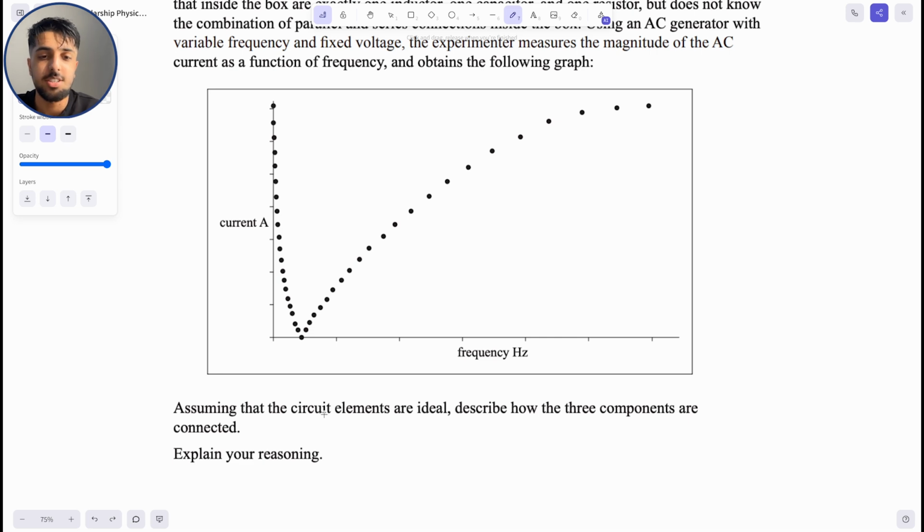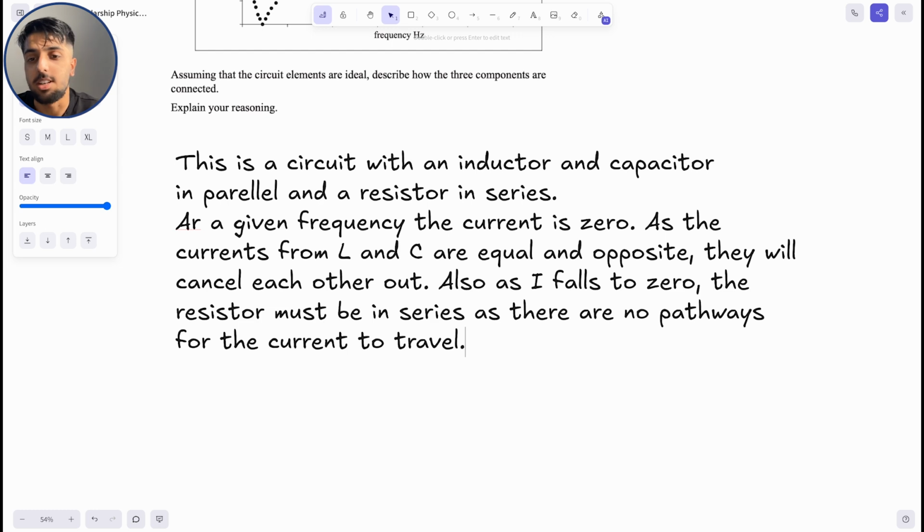What that also tells us is that the resistor must be in series. This is because if the resistor was in parallel, this means that even though the currents from the inductor and the capacitor will cancel each other out as they're in parallel, the resistor in parallel still allows a pathway for the current to flow, and so current will not be a minimum. However, if the resistor was in series, there is no pathway for the current to flow, so it has to drop all the way to zero. So let's write that down. This is a circuit with an inductor and capacitor in parallel and a resistor in series.